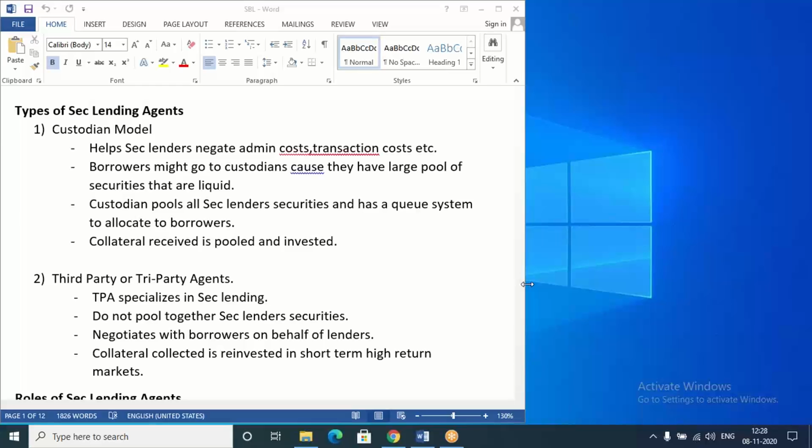So now, if I was a tri-party agent, for my clients who are lenders, I do not pool their securities together. In fact, on behalf of the lender, I would find borrowers and negotiate on behalf of the lenders in order to loan the securities out. Also, the collateral that gets collected, I do not pool it. I would invest it on behalf of each individual lender. Is that clear?